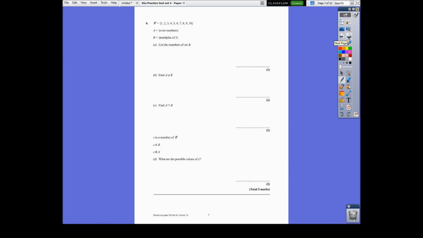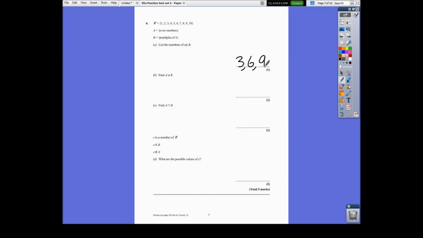Question 6. There is a set of numbers 1, 2, 3, 4, 5, 6, 7, 8, 9, 10. A is the even numbers, B is the multiples of 3. List the members of set B. So the members of set B will just be the multiples of 3 out of that, which is 3, 6, and 9.